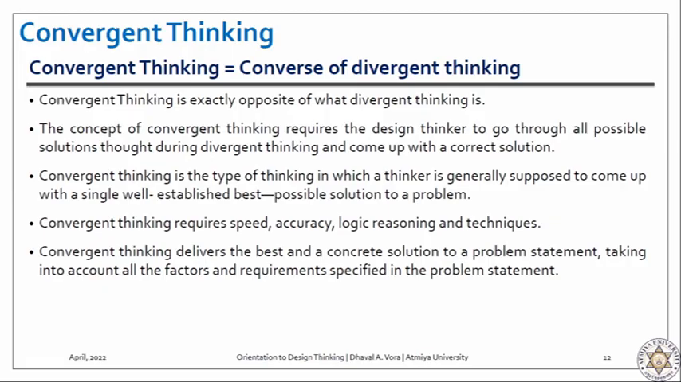Convergent thinking delivers the best and a concrete solution to a problem statement, taking into account all the factors and requirements specified in the problem statement. So the best and concrete solution will be given by this kind of thinking only. But at the same time, we need to think of all the factors which we have already thought about.